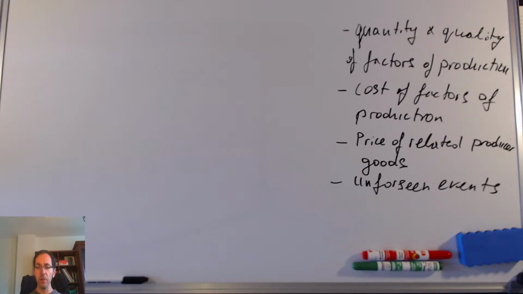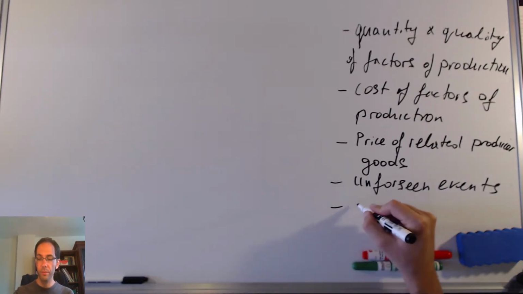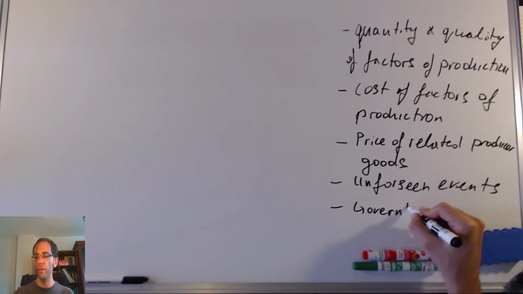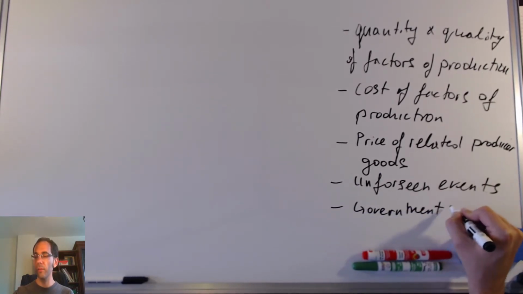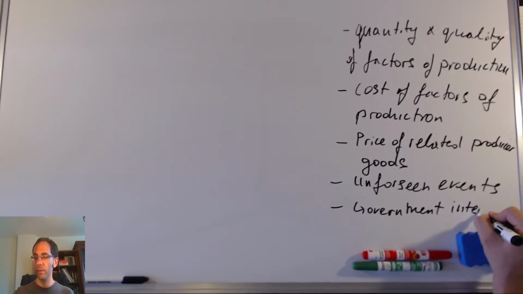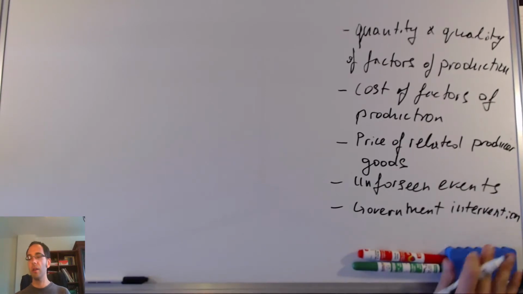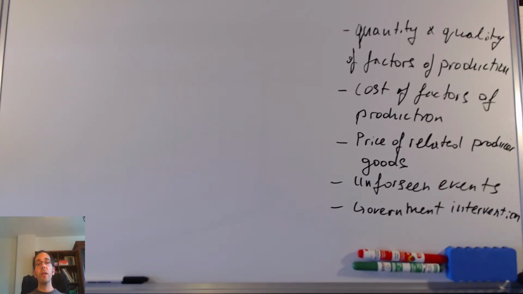And finally, we have government intervention. And I'll speak about government intervention more. But what this effectively means is a fancy way of saying taxes and subsidies. Now, the general rule is this. Taxes decrease supply because taxes make it more expensive to produce, and subsidies increase supply.